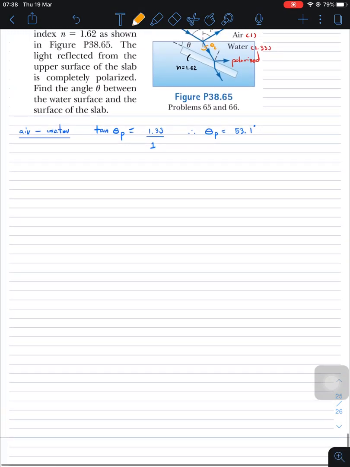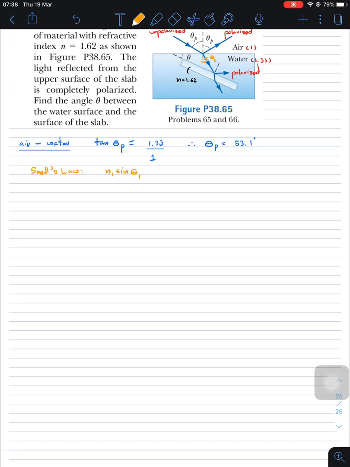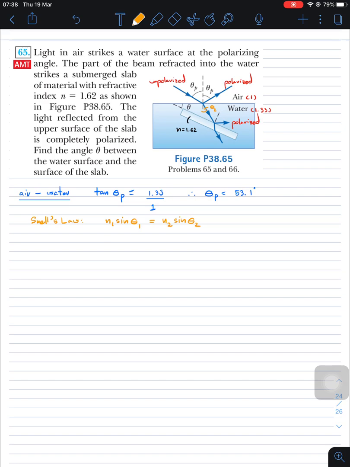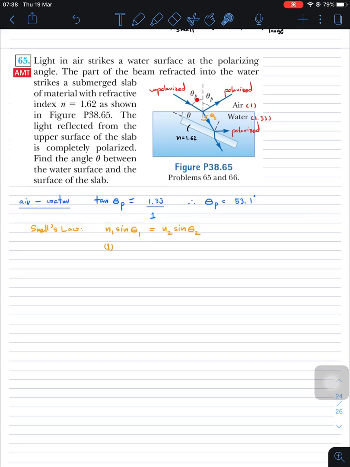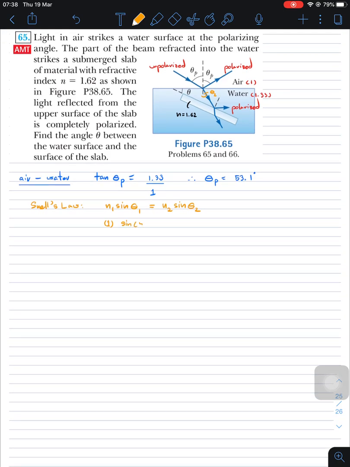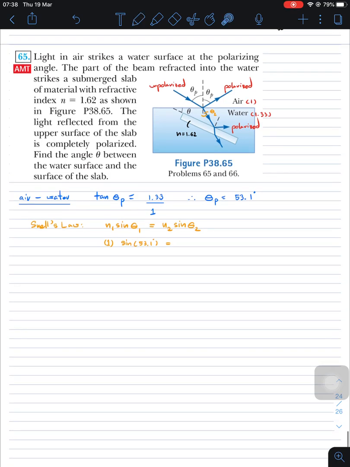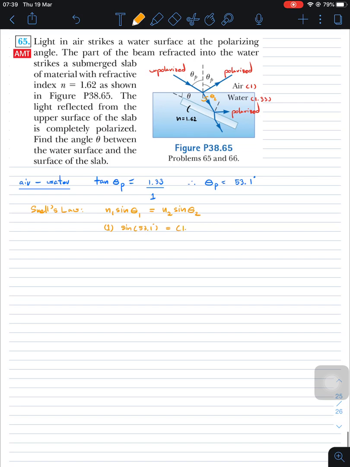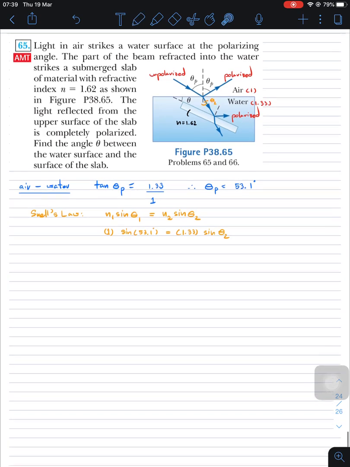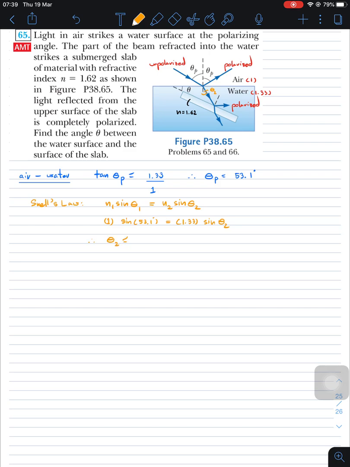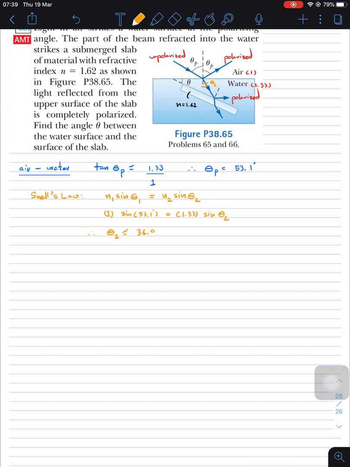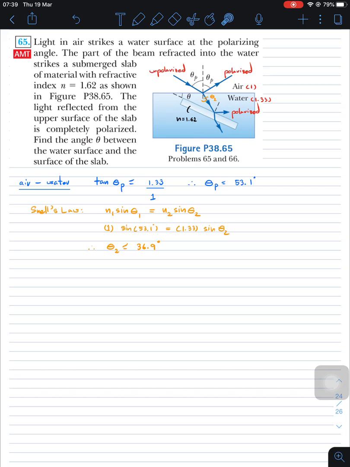Okay, so then from Snell's law, right? Snell's law says that n1 sine theta 1 equals n2 times sine theta 2. The n1 is the air, equal to 1. The sine theta 1 is the incident angle, right? Which is equal to theta p, 53.1 degrees. So we have the sine of 53.1 degrees equal to, for the n2, the water, 1.33, times sine theta 2. Theta 2 is this angle, the refracted angle. So now we can just solve for theta 2. Theta 2 is equal to 36.9 degrees. That's going to be theta 2 here.